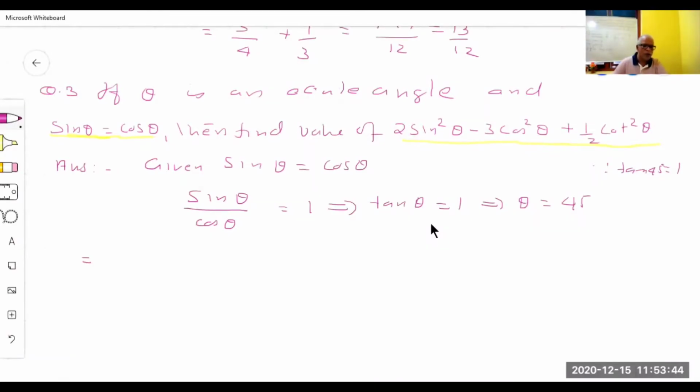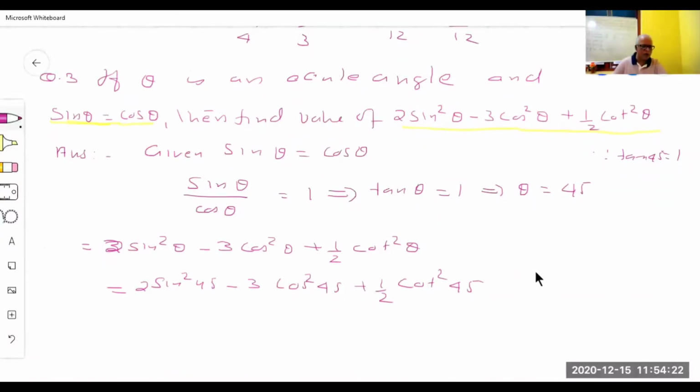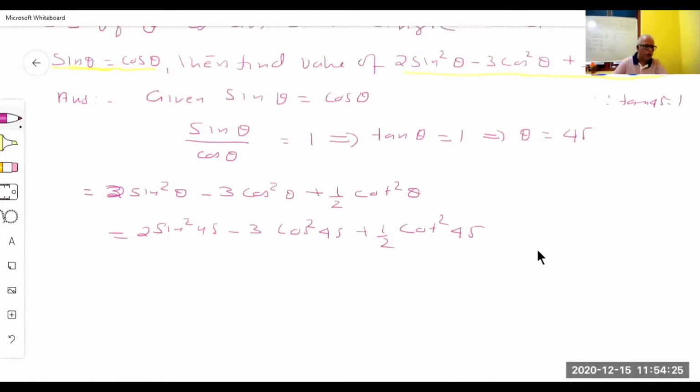2 sin square theta minus 3 cos square theta plus 1 by 2 cot square theta. What we get is 2 into sin square 45, minus 3 cos square 45, plus 1 by 2 cot square 45. So what is sin square 45? All of us know sin square 45 is equal to cos square 45. We know the values.